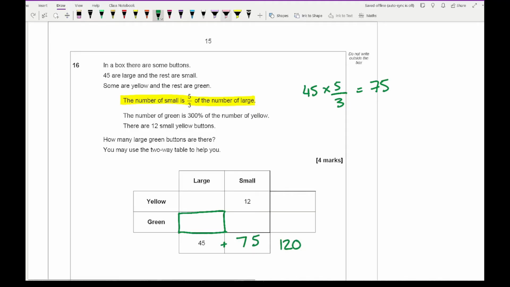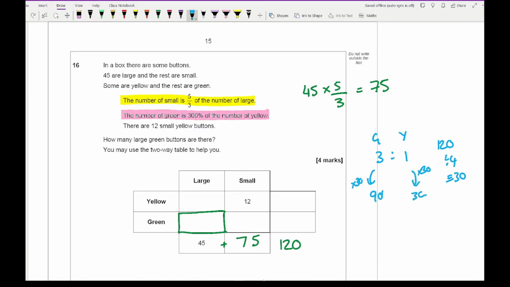Now from this, I can then use the next line of information, which is that the number of green is 300% the number of yellow. So if I add green to yellow, then we'd have 3 times as much as the yellow. So if there's 120, I divide that by 4 and I get 30. And so if I times this by 30, I get 90, and I times this by 30 and I get 30. So that means that this number here is going to be 30 and that is going to be 90. Now from this, I can then work out the rest. So here I've got 30 take away 12, which is going to give me 18.